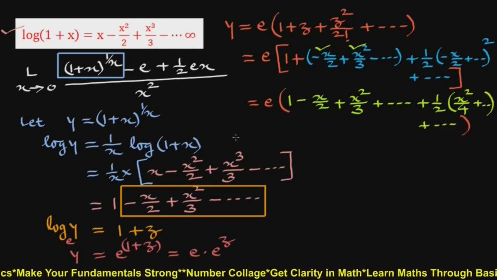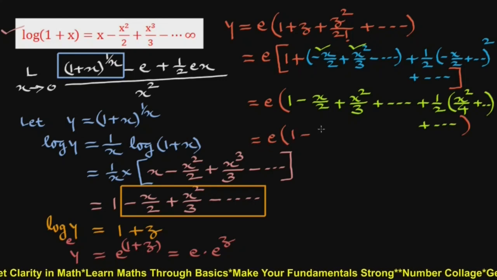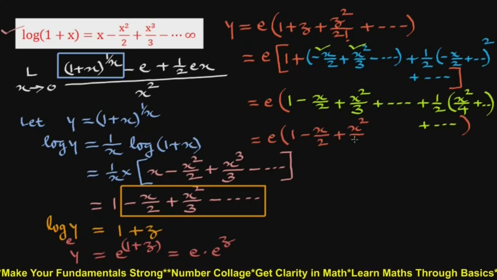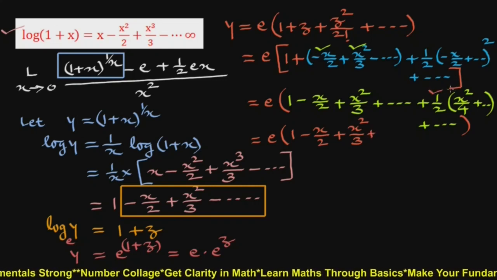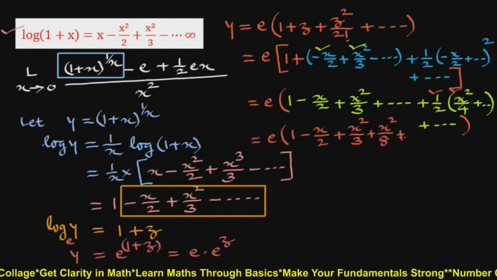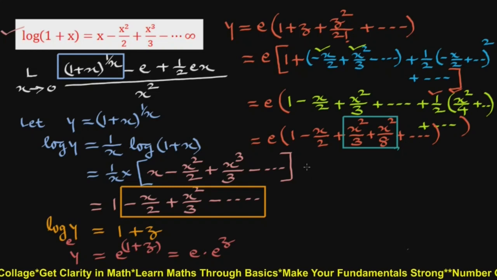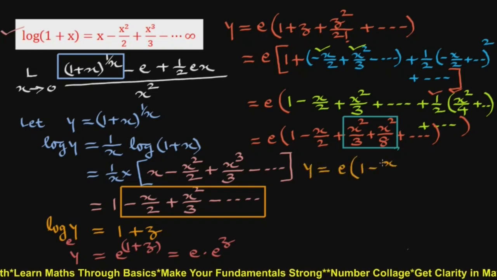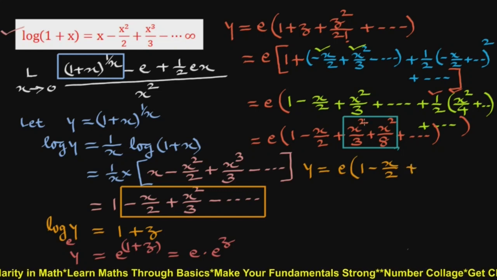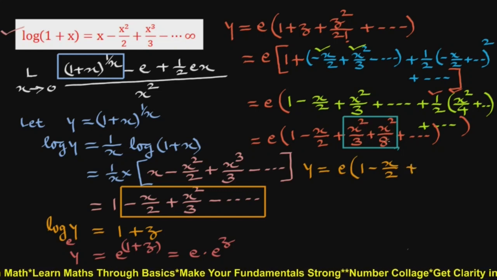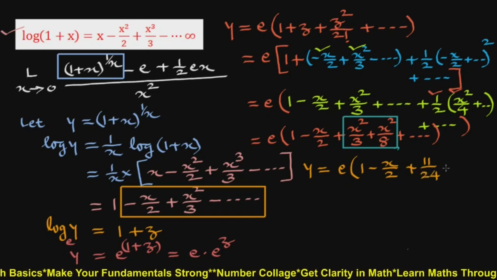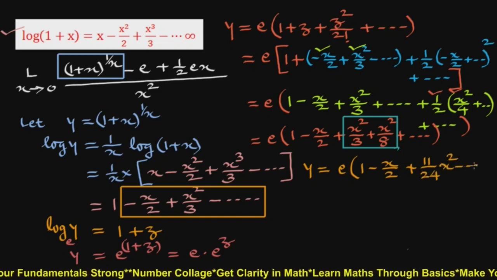This will be e into 1 minus x upon 2 plus x square upon 3 plus x square upon 8 plus so on and so forth. That will be y equals e into 1 minus x upon 2 plus x square upon 3 plus x square upon 8, which will be 11 upon 24 x square, minus so on and so forth.